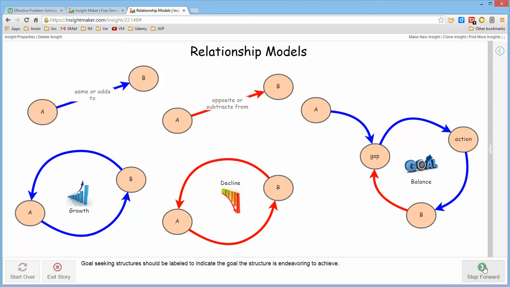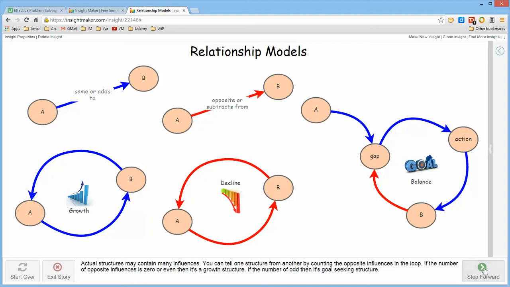So all goal-seeking structures you should endeavor to label, like I indicated, you should label growth structures or decline structures, so that if one looks at the label, it's apparent simply by looking at the label what the structure is intending to achieve. Now, as I said before, actual structures can contain numerous influences in the structure itself, so that it might not be completely evident immediately whether it's a growth or a goal-seeking structure.